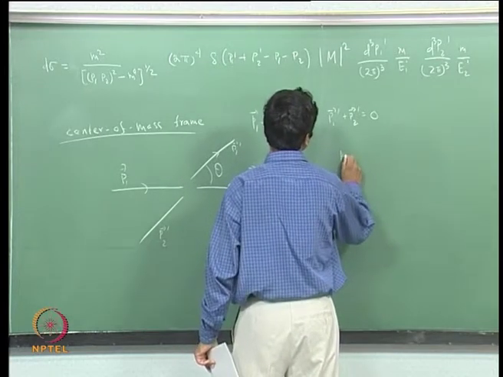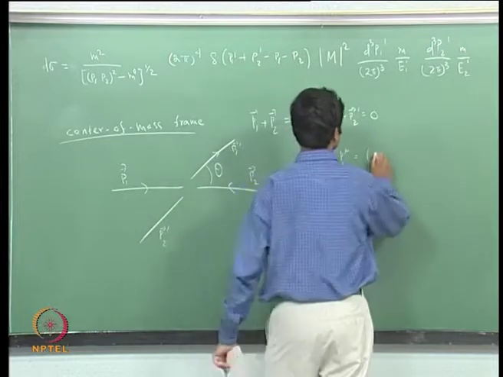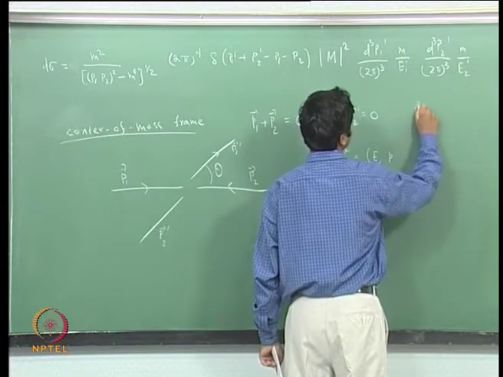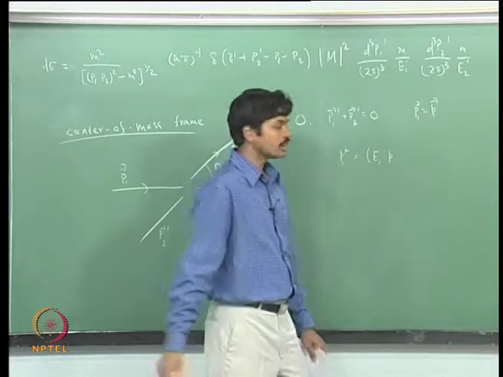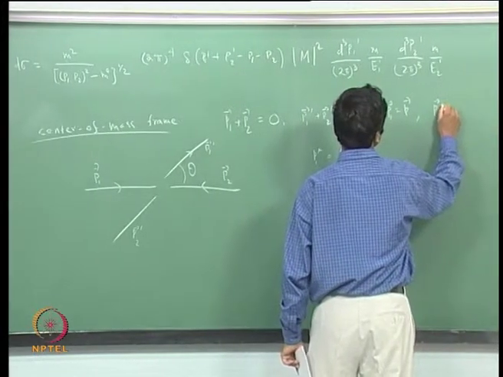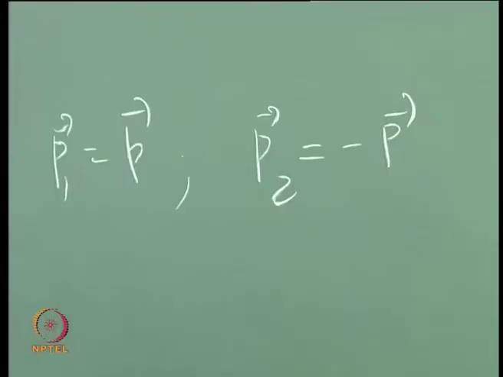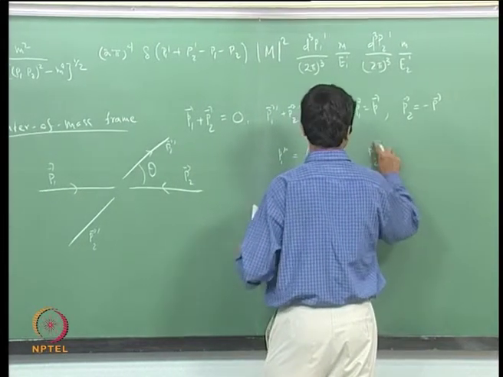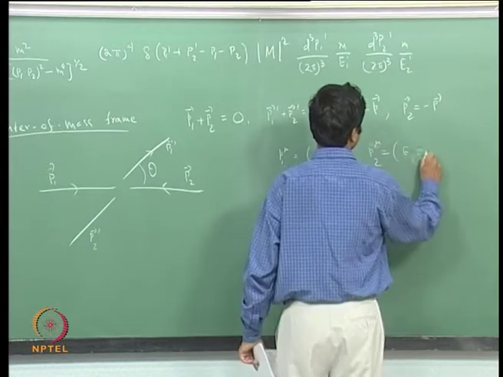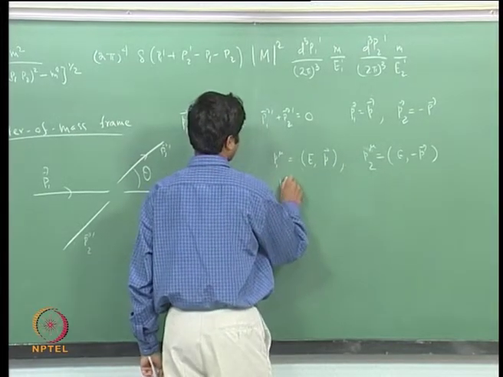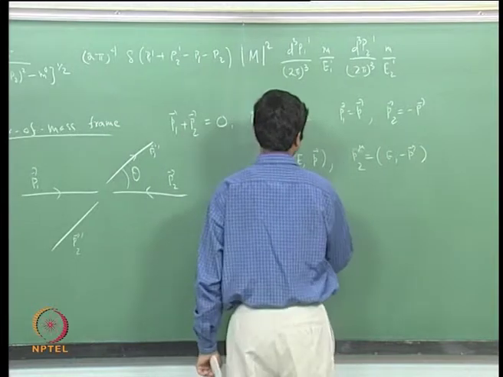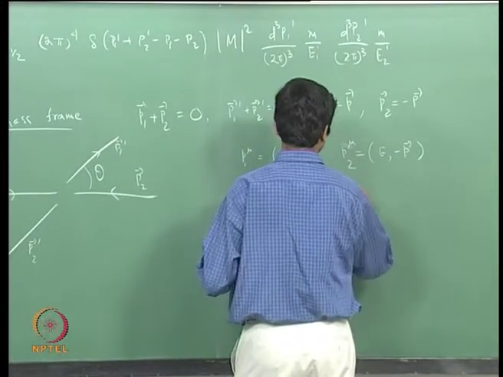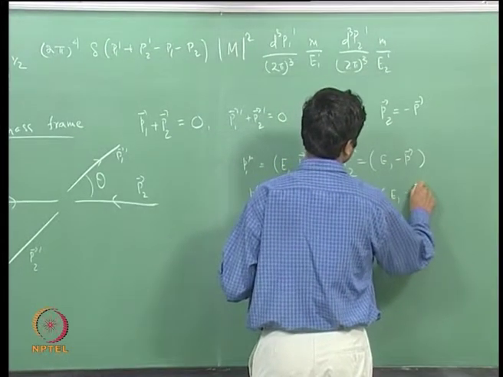So therefore, the 4-vector p1 mu is basically E, p1, and I will call this p1 to be P. Then my p2 will be minus P. So p2 mu is again E, minus P. Similarly, you have p1 prime mu is simply E, p1 prime, or I will denote this to be p prime, and p2 prime mu equal to E, minus p prime.